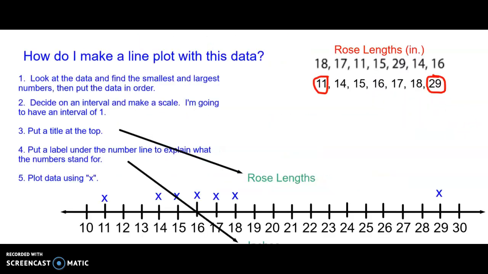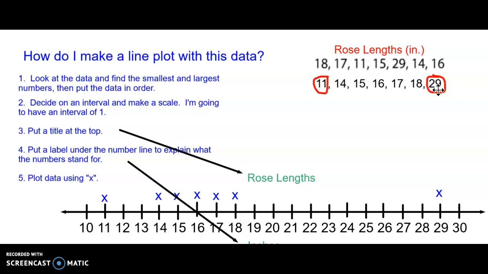Okay, so let's look at an example. How do I make a line plot with this data? Over here at the right, I have my data, and it's the lengths of some roses. We have our little number vomit here where everything's kind of confusing. So the first thing you want to do is look at the data, find the smallest and largest numbers, and then put them in order, which I already did. The smallest is 11, then it's 14, 15, 16, 17, 18, and then 29 is our largest. So I need to make a number line that includes all of that information, from 11 through 29.